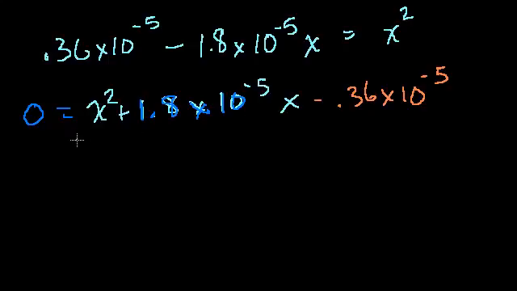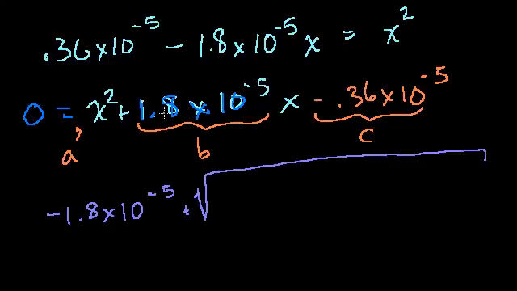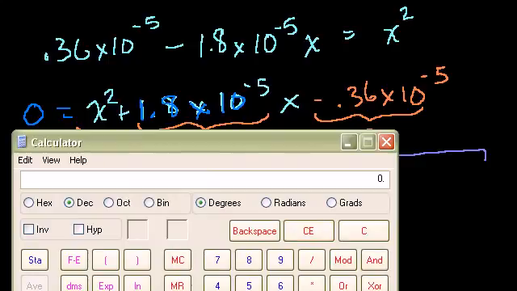So a is 1, b is this, and this is c, and you just apply that in the quadratic equation. So you get minus b, so minus 1.8 times 10 to the minus 5 power, plus or minus. We'll only have to do the plus, because if we do the minus, we'll end up with a negative concentration. So plus the square root of b squared. It's 1.8 times 10 to the negative 5, so it's 1.8. If you square it, it's 3.24.